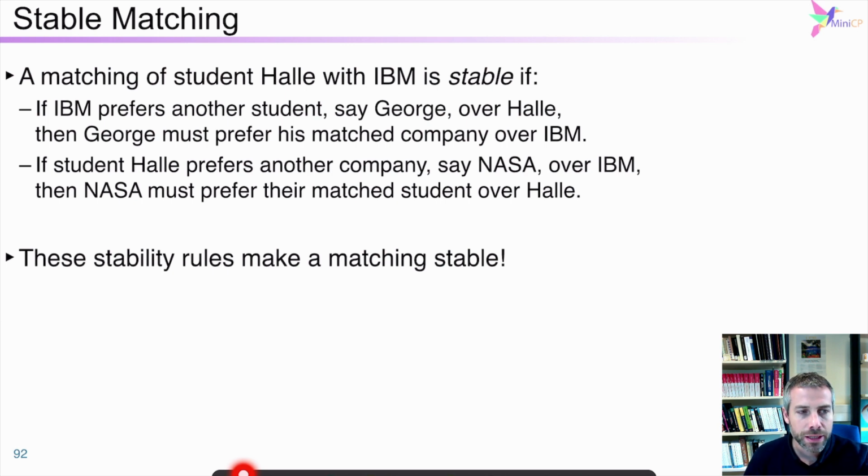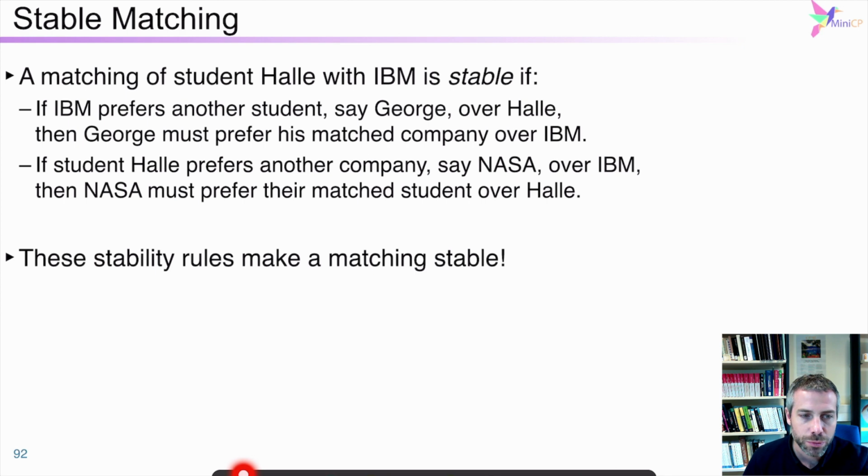For instance, IBM has received some person, and IBM would rather prefer to have George instead of, for instance, Ali. But George doesn't want to move, and so he would prefer to stay at IBM. So he has no incentive to move, and that's not the case of IBM, who would like to receive George instead. Let's take another example. Ali would prefer to work for NASA, but NASA prefers to stick with the person that it has received. And so we also have no clear incentive to change the matching in that case. This is what we mean by stable.